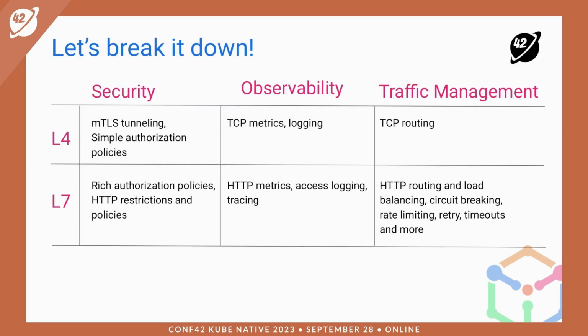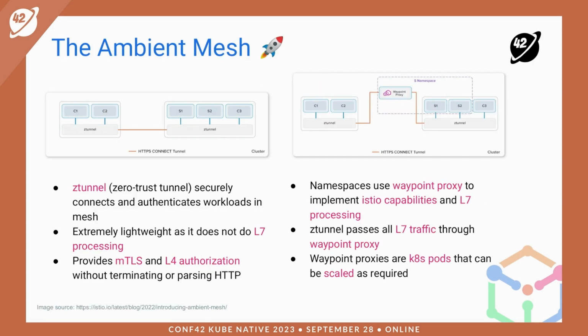How about we break it down? Instead of one sidecar dealing with L4 and L7 and doing everything in between, we separate the concerns using two different layers. One for the L4 secure overlay, another for the L7 processing layer. The MTLS tunneling, simple authorization, TCP metric logging, and routing, all of them can be taken care of at the L4 level. Whereas in the L7 layer, you have rich authorization policies, metrics, logging, routing, and everything that you need. The ambient mesh does exactly the same thing. It takes care of L4 and L7 responsibilities differently. There are two components to it. One is the ztunnel, another is the waypoint proxy.